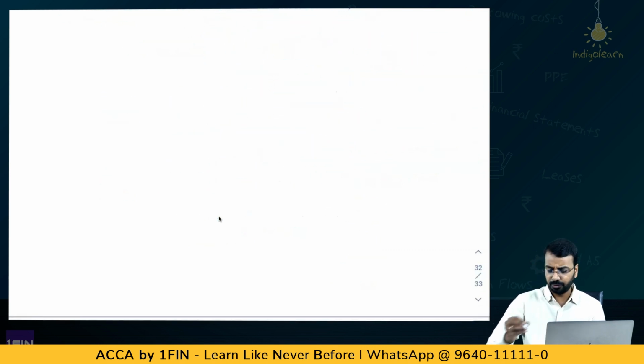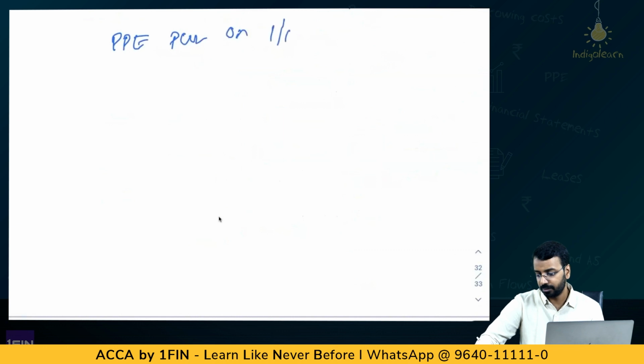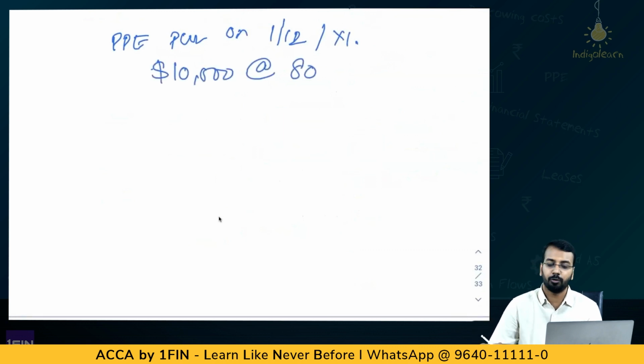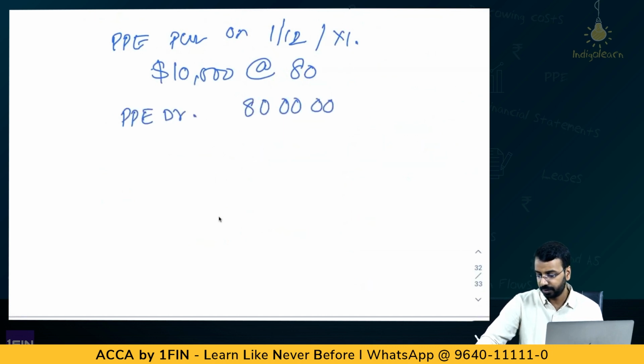Correct. So just to elaborate on that, let us say you purchased PPE on 1st of December of a particular year for, let us say, $10,000 at 80. Okay. So what you will say, PPE debit 8,00,000, that is 8 lakhs.